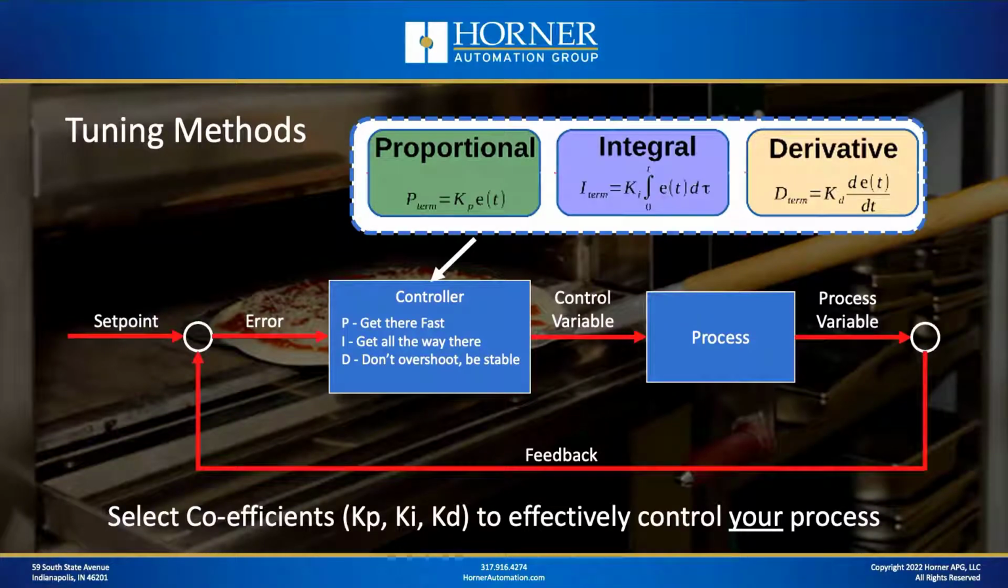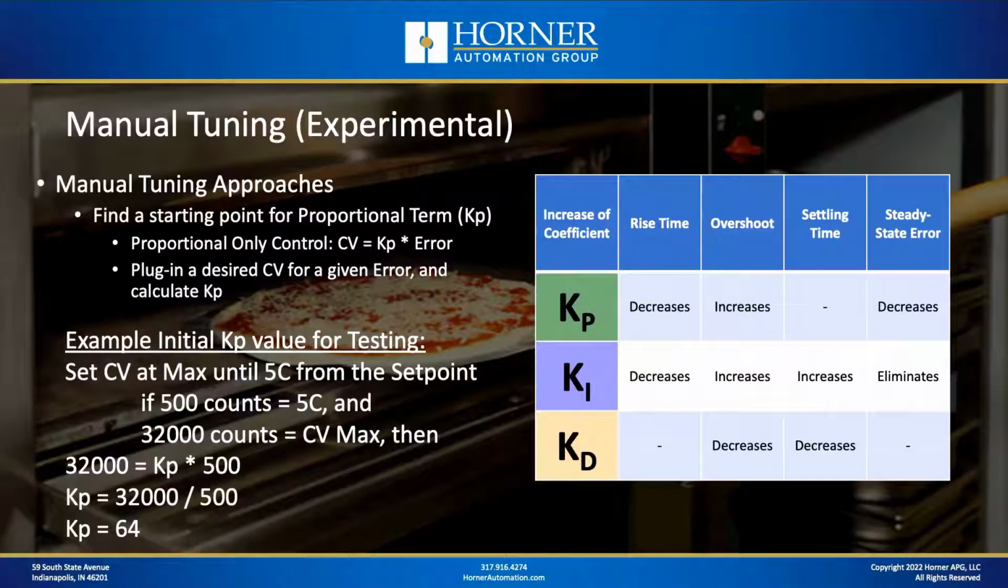All right, next let's talk about different PID tuning methods. And again, the whole idea of PID tuning is to select the coefficients that are going to allow the right amount of proportional, integral, and derivative control in the algorithm to adapt to your process. So the first method we're going to talk about is manual tuning, or sometimes called the experimental approach. And this is a completely valid approach and one that is used on some processes because it's the only one that actually will work properly.